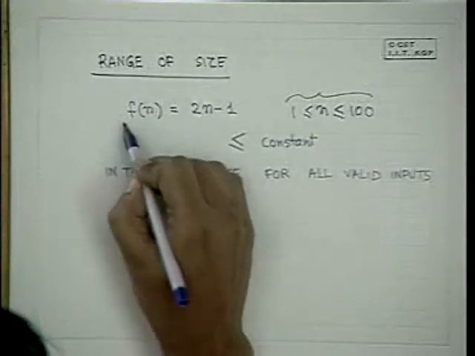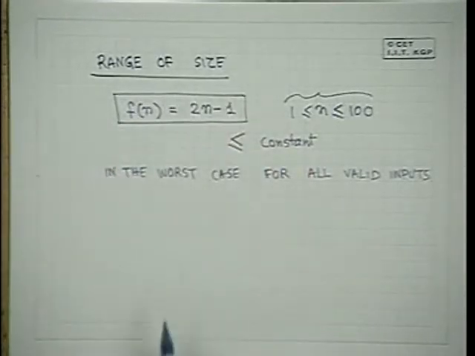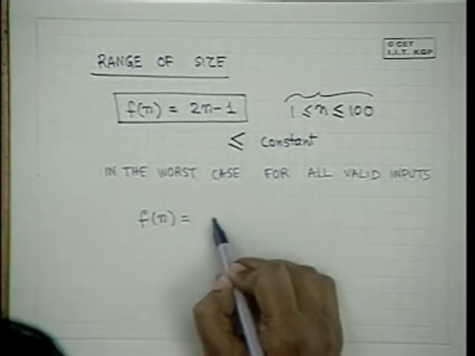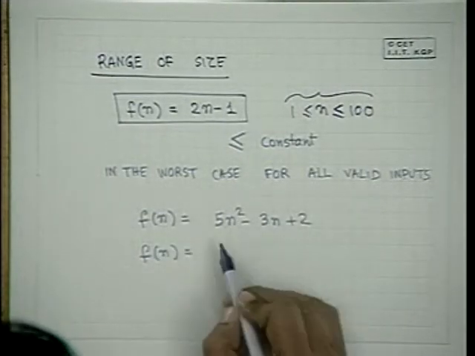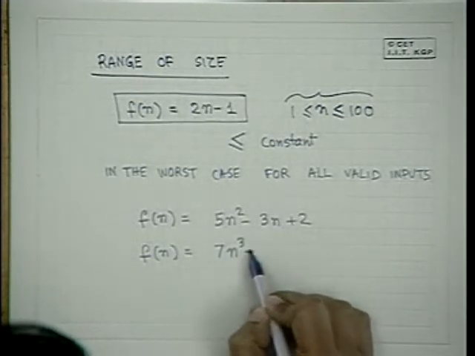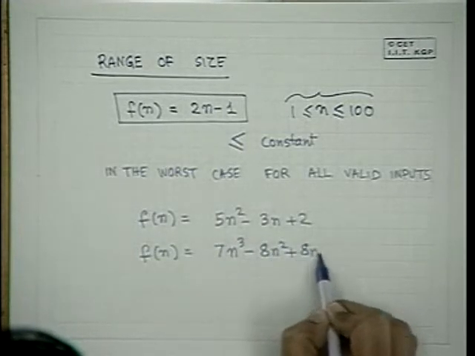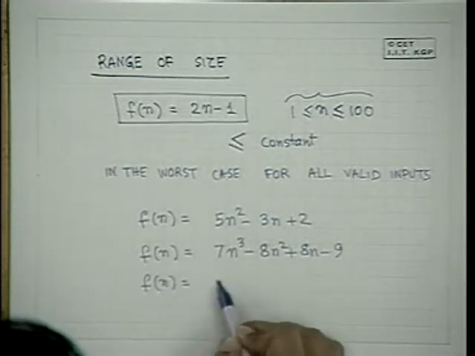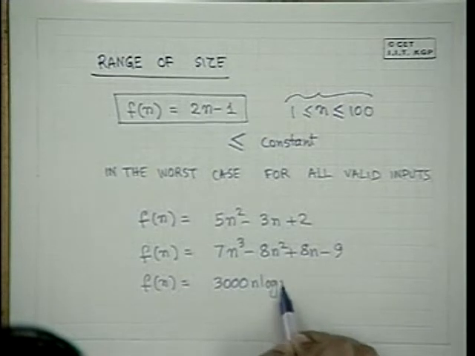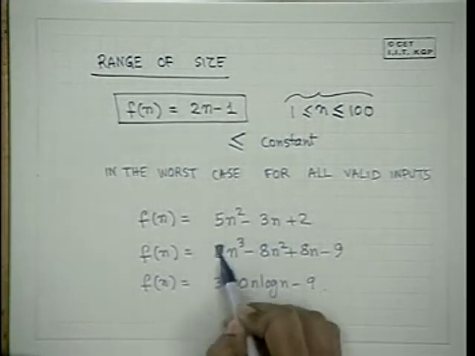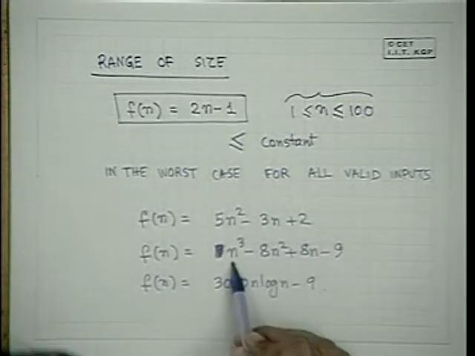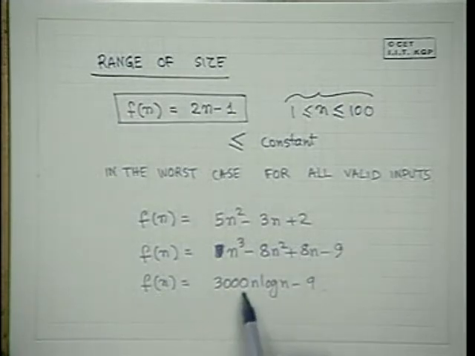That is, how will you add n numbers, where n can be anything? Then this function becomes very important. So if I have one which is going to do sorting in, and another which is going to do sorting in, and the third which is going to do sorting in, this is 5n square minus 3n plus 2. This is n cube minus 8n square plus 8n minus 9. This is 3000 n log n minus 9.